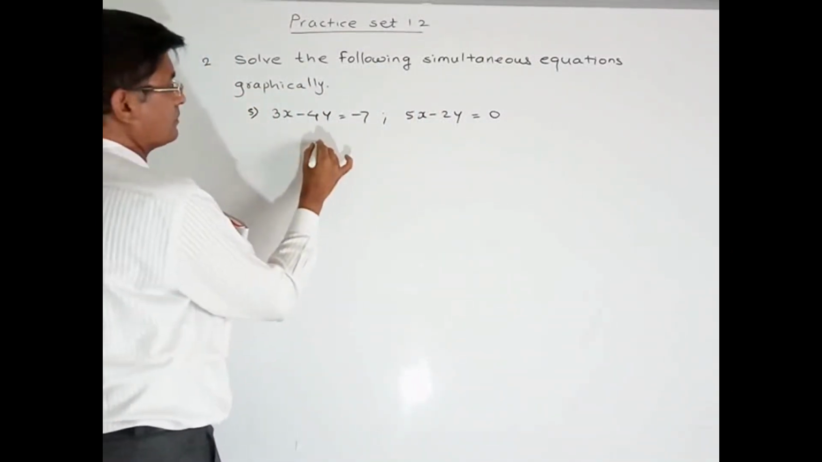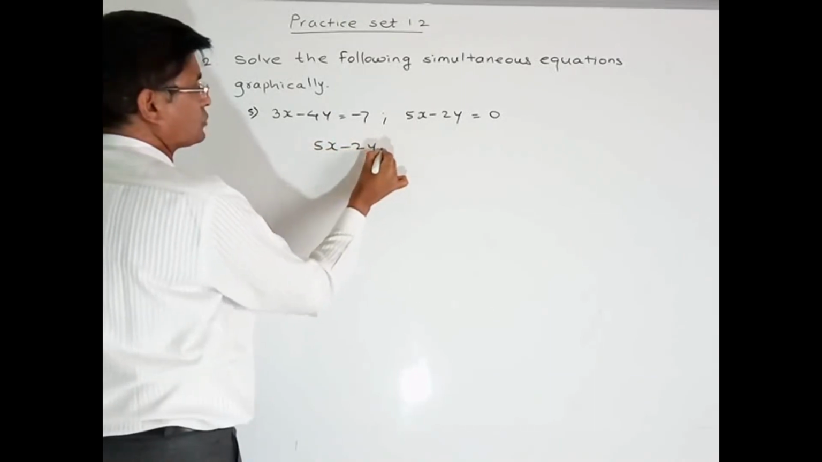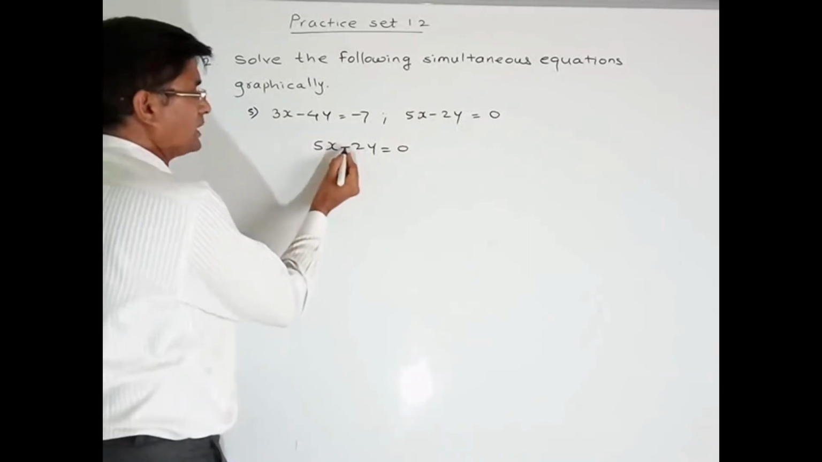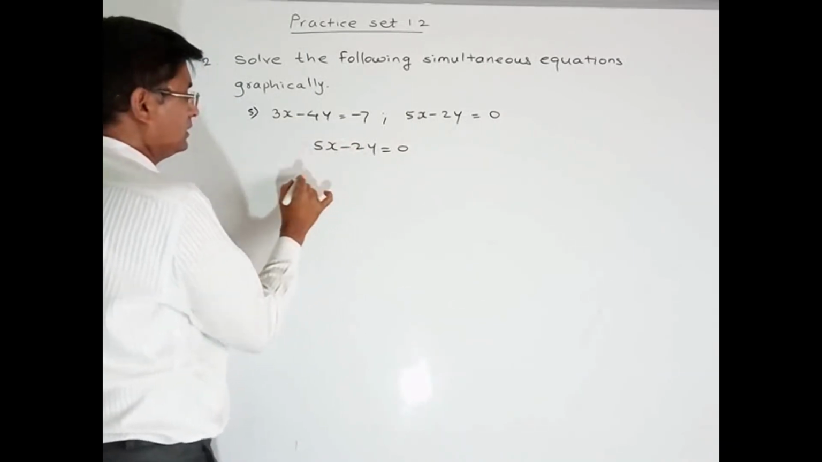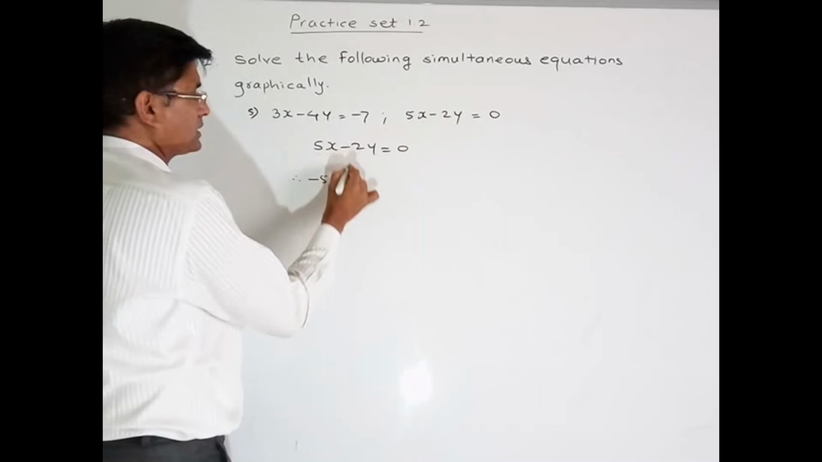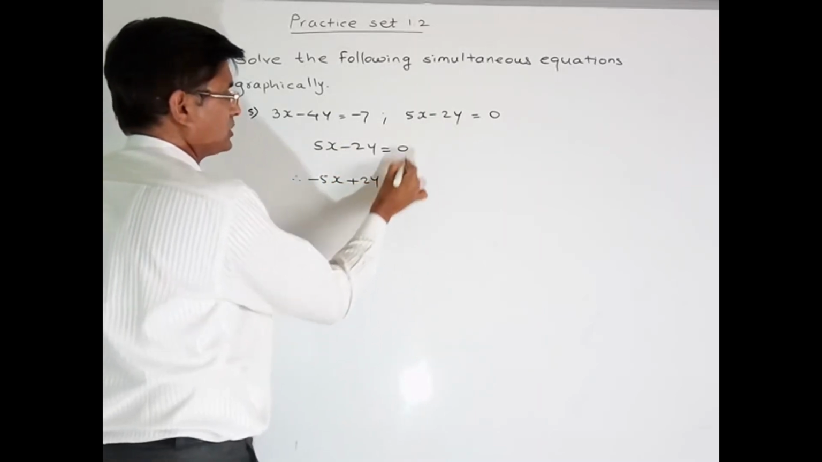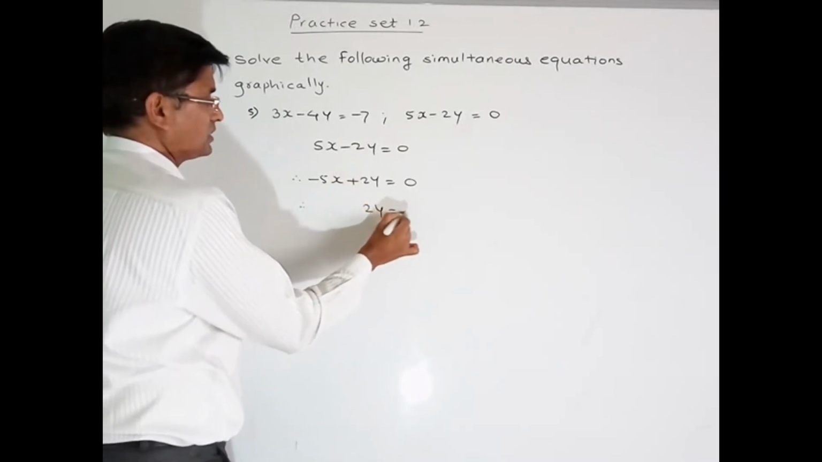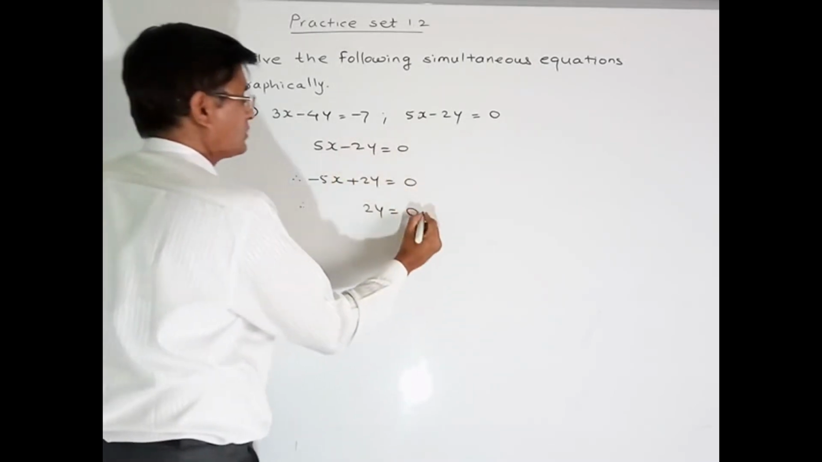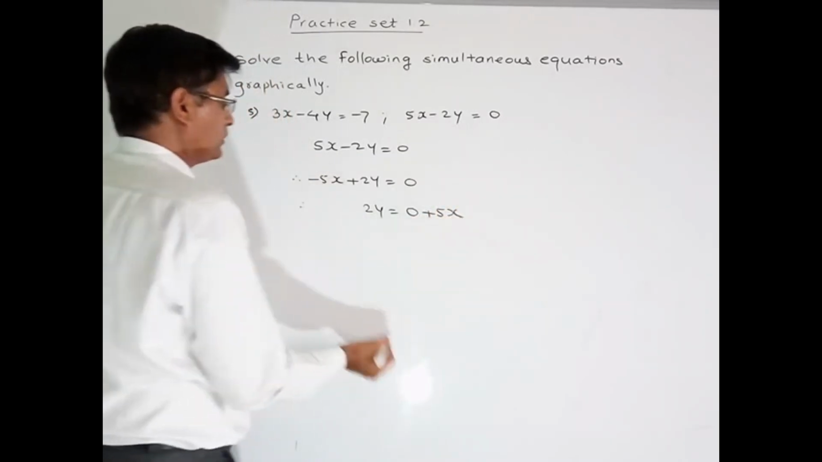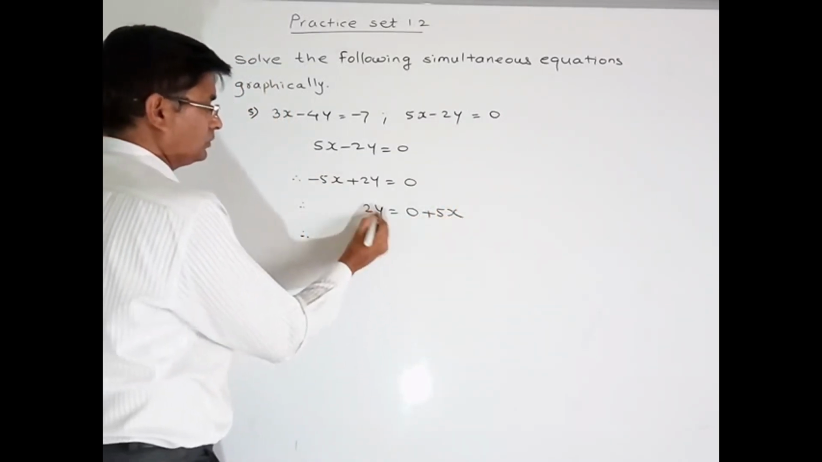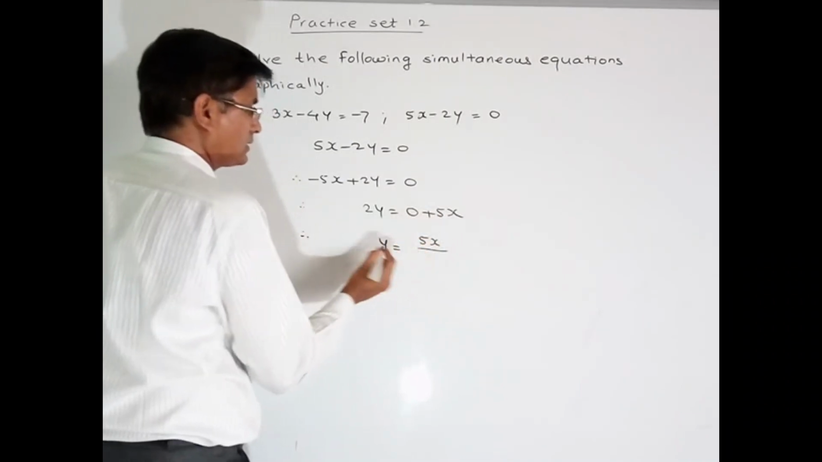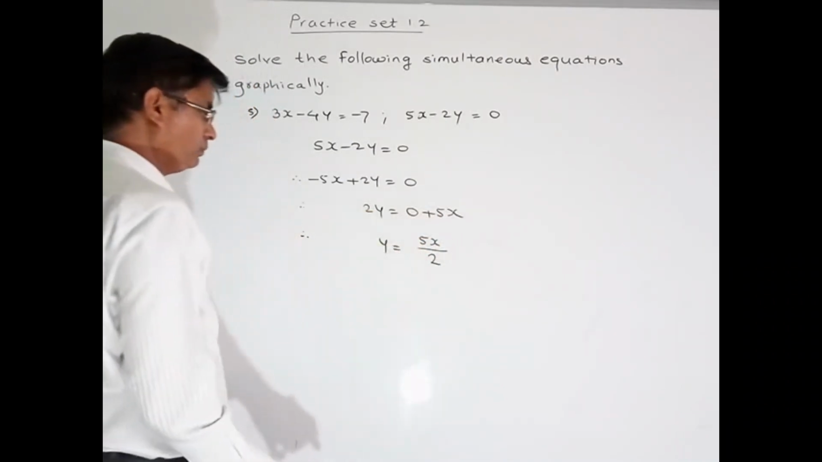So the second equation is 5x minus 2y is equal to 0. Minus 2y is here, we have to change the sign. So minus 5x plus 2y is equal to 0. Therefore 2y is equal to 0, minus 5x will be plus 5x. Therefore y is equal to 0 plus 5x, it is 5x divided by 2.